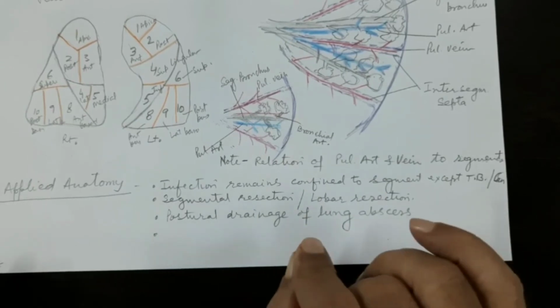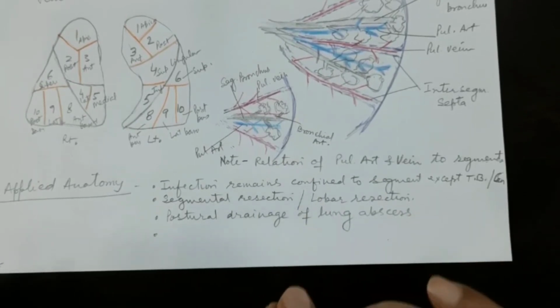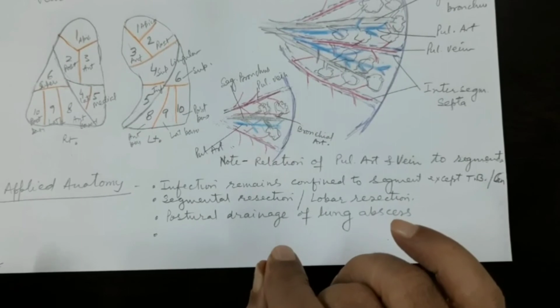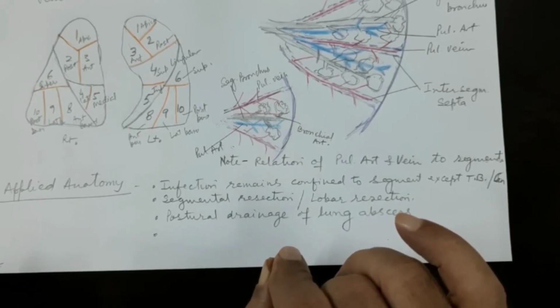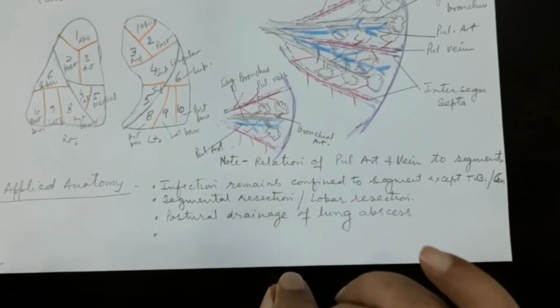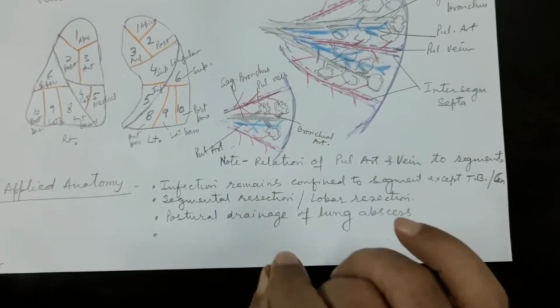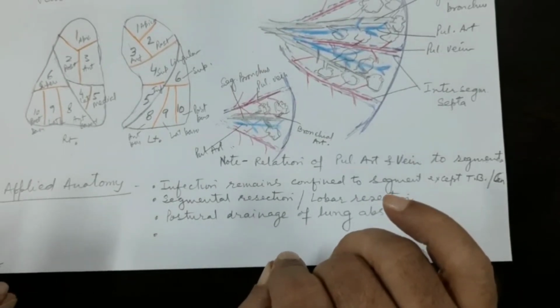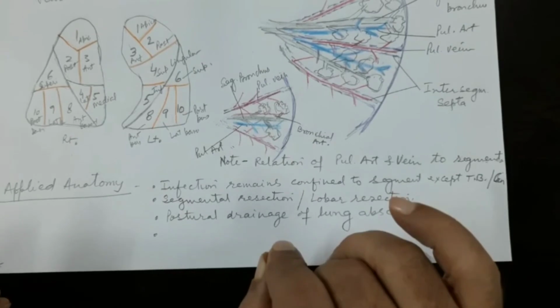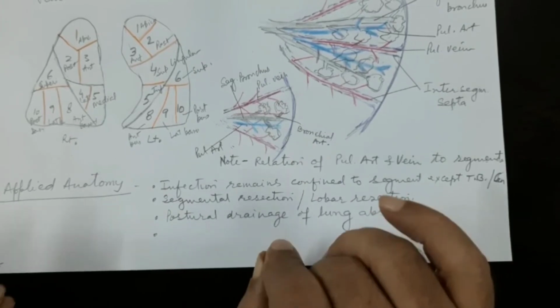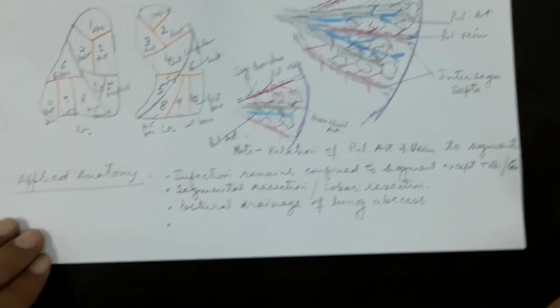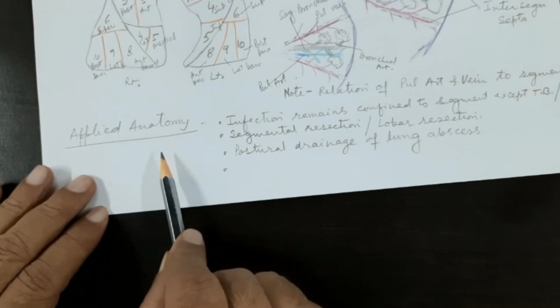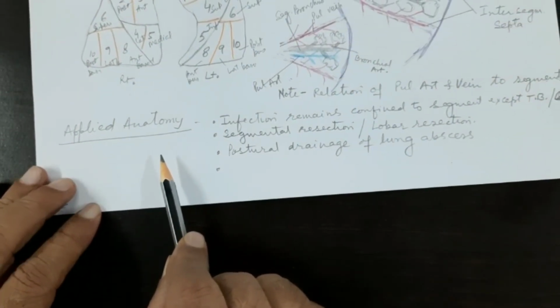So this fact you should remember, that the pulmonary vein which carries the oxygenated blood is intersegmental, while the artery which brings the deoxygenated blood for purification in the lung alveoli is within the segment. Let us come to the applied anatomy of this. What is the applied anatomy?